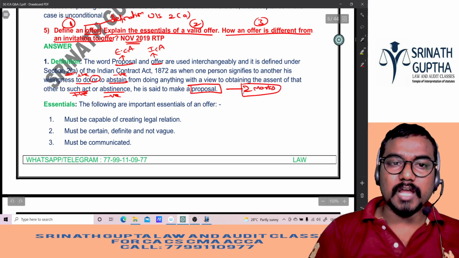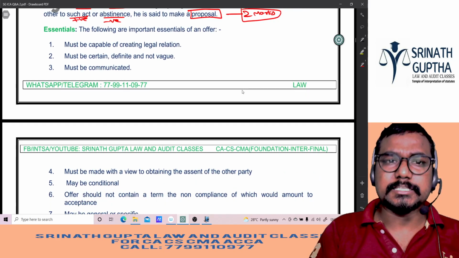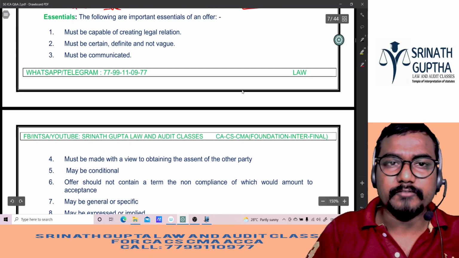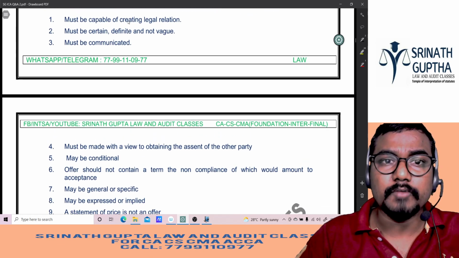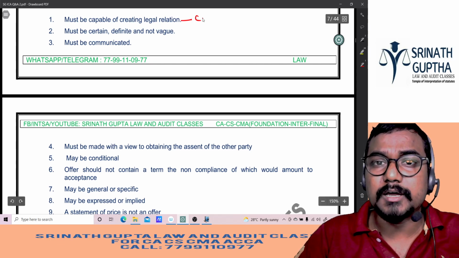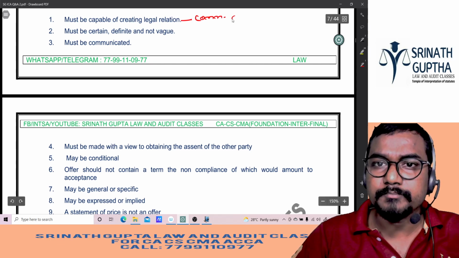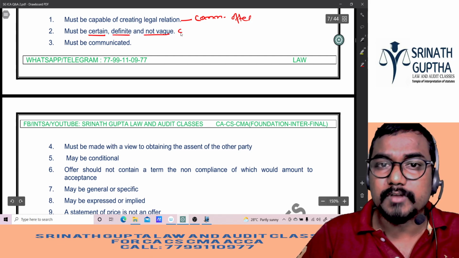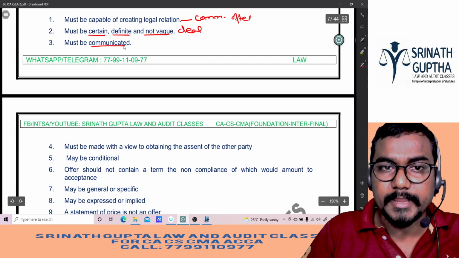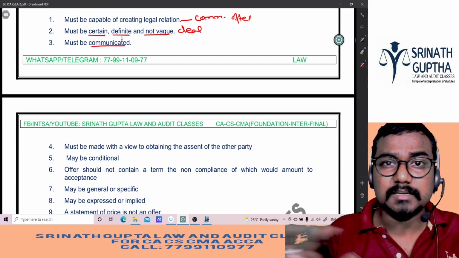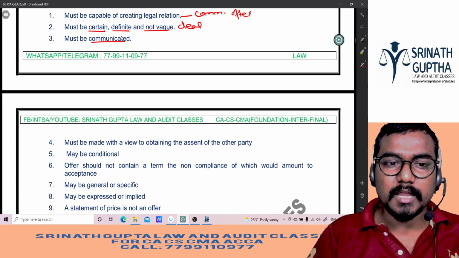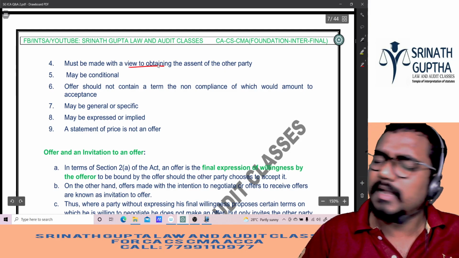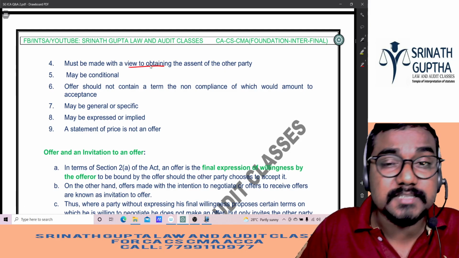Next is asking the essentials of an offer beta. Read only headings, you need not explain because it is only 2 marks beta. So 9 essentials are there beta. Essentials of an offer, only headings. Offer must be capable of creating the legal relationship. That means only commercial offers are the offers. It must be certain, definite and not vague. That means offer must be clear and it must be communicated. Mere mental determination is not an offer. It must be informed to the offeree. It must be made with a view to getting the consent of another. I know you will not accept, still I am giving an offer. That is not an offer.